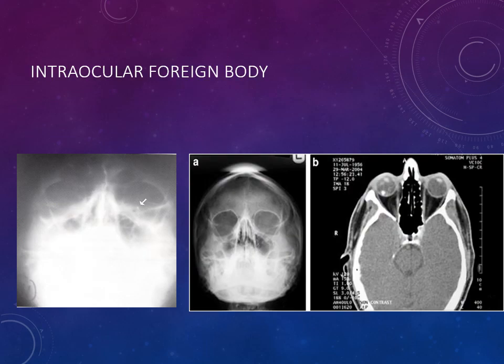In certain cases, penetrating eye injury might be associated with the presence of intraocular foreign bodies. Whenever we suspect intraocular foreign bodies, we should do a CT scan. We don't do MRI because the intraocular foreign body might be metallic. On CT scan, you can see the location and sometimes the size of the intraocular foreign body. So you can see here that there is an intraocular foreign body, and this is an X-ray where also you can see an intraocular foreign body.